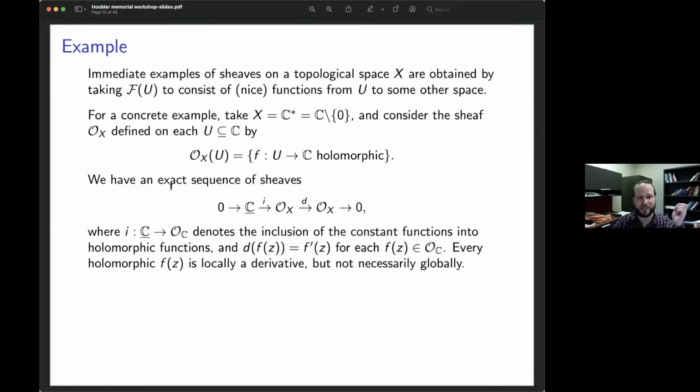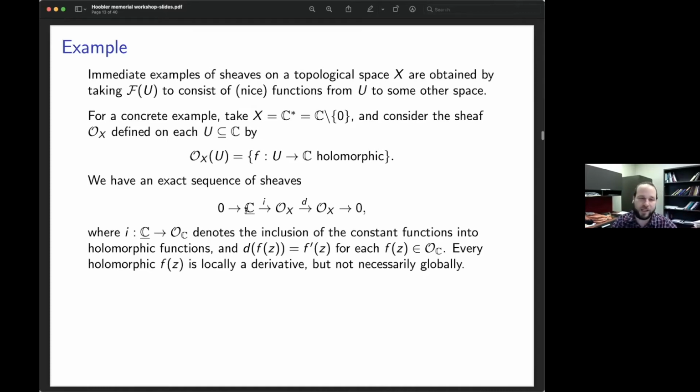Then here's an exact sequence of sheaves. This C underlined, that's what it's called in the literature. It really just denotes the constant functions on an open. This isn't exactly just C itself. If the open subset is not connected, then I get to decree one value on each one of the connected components. Constant functions are included in the holomorphic ones, and then I have a map from holomorphic functions back into themselves by just differentiating.